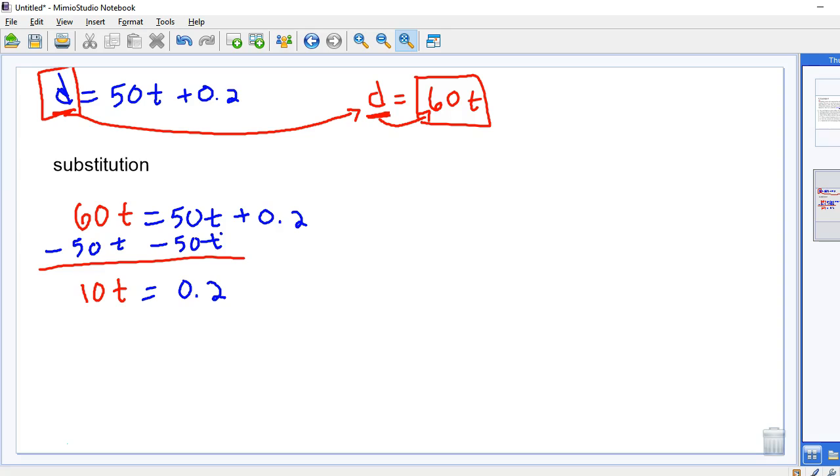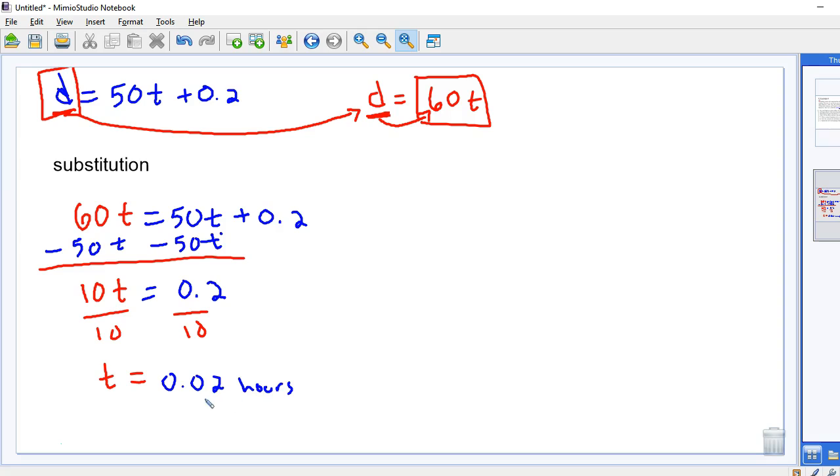All right, good. Now we can just solve for t. So I have 10 times t. How do I undo multiplying by 10? Divide by 10. Divide by 10, and then I end up with t equals. What's 0.2 divided by 10? The nice thing about dividing by 10 is just moving the decimal point over. Since we're dividing, it should be getting smaller, so it would be 0.02.